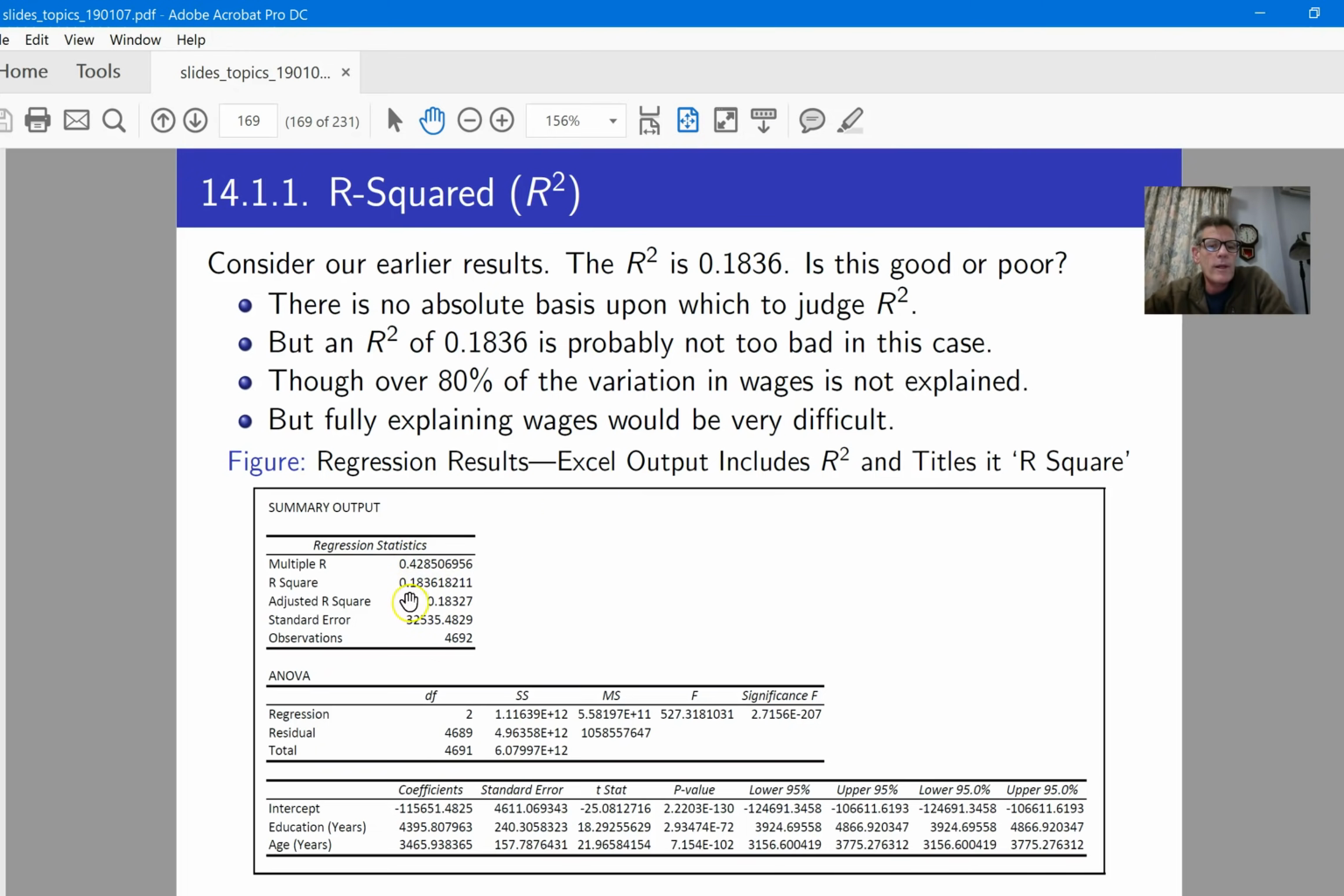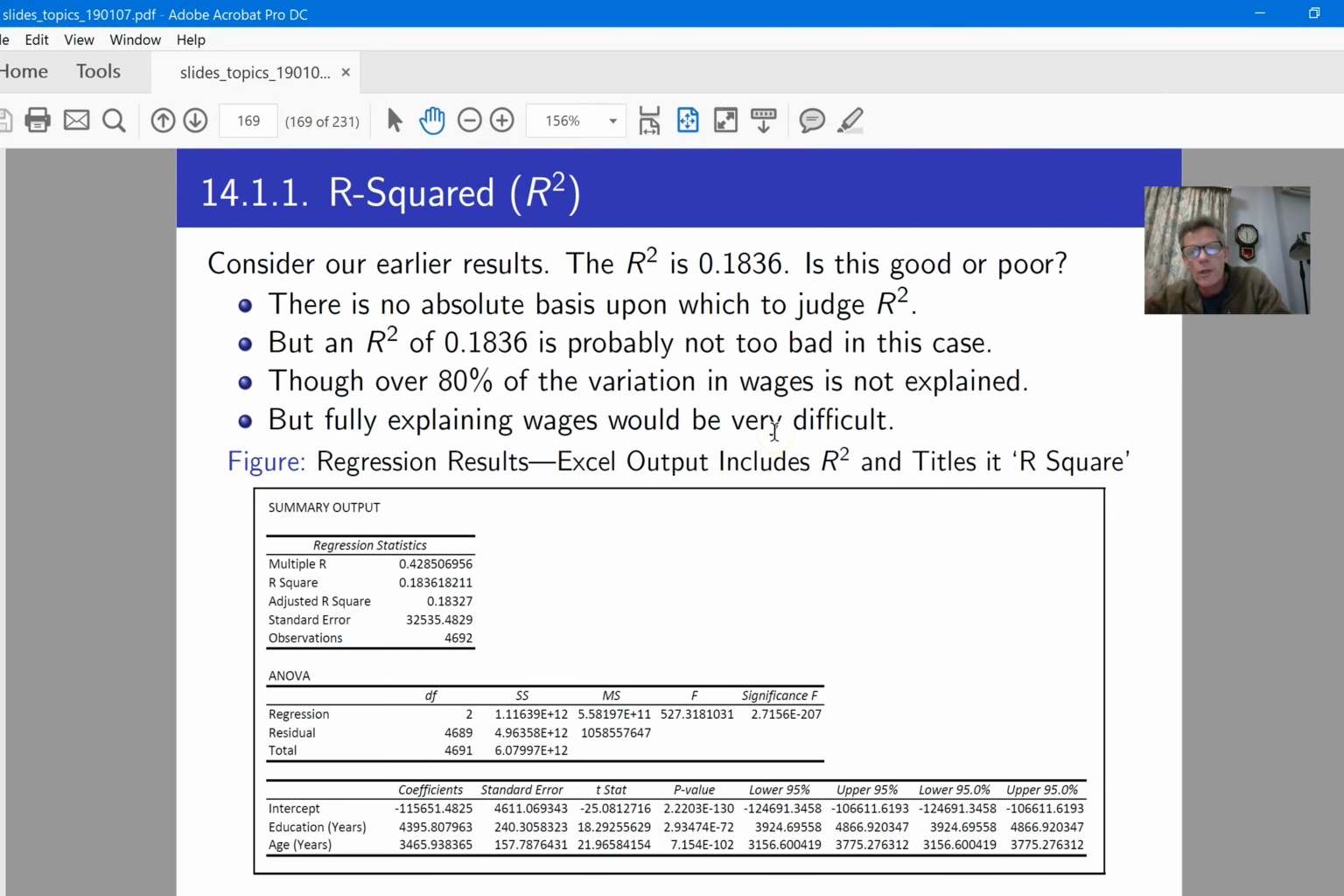Okay, so in our Excel output, we just have to have a look at the R squared value, and here it is in this particular example, 18.36%, and interpret that in relation to that range between 0 and 1. At first pass, you look at that and say, well, that's a fairly low number. 18% is not great. It's not perfect. In fact, 80% of what's going on here is not explained. There's only 18% that is explained.